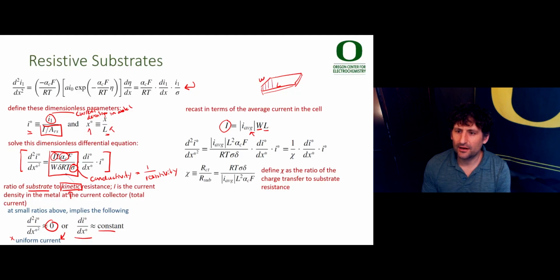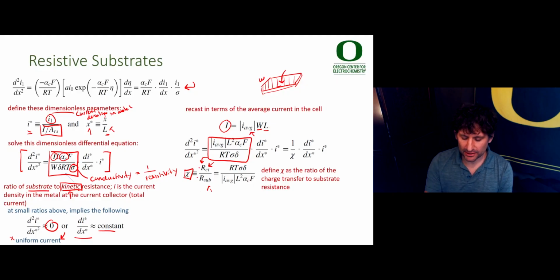So this is just the area of the surface where the electrodeposition is occurring. Now I'm going to take this term and write the inverse of this term and call that chi. Chi is, again, the ratio of the charge transfer to substrate resistance. We'll need to understand the value of chi, whether it's about 1, so they're both important, or whether one of them is dominating to predict how electrodeposition will occur. We'll work through some examples now in class.